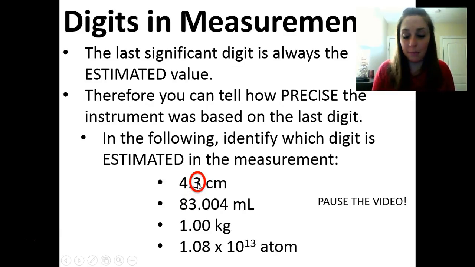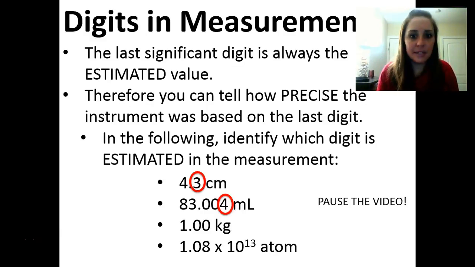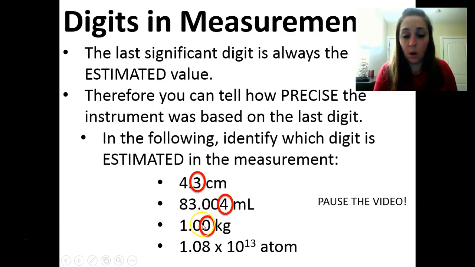My 3 is probably. In this one, 83.004, the 4 is estimated, meaning the scientist was like, it looks like a 4, but maybe it's not. This 0 is for sure, this 0 is for sure, and definitely the 8 and the 3 are for sure in our measurement. 1.00, the last 0 is estimated. In 1.08 times 10 to the 13th, remember everything in the coefficient is a sig fig, and the last sig fig is your estimated value. So if I look at 1.08, the last sig fig is an 8. That's what was estimated.